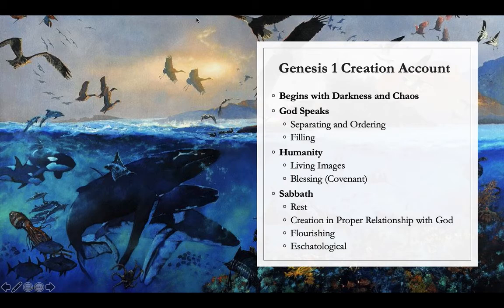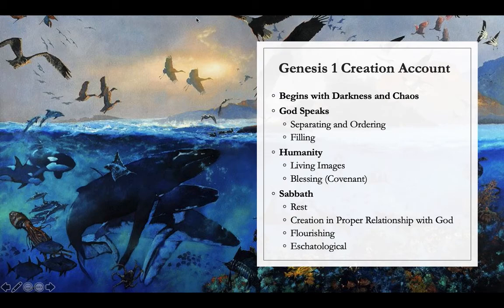So it says in verse 26, "Then God said, 'Let us make humankind in our image, according to our likeness, and let them have dominion over the fish of the sea, and over the birds of the air, and over the cattle, and over all the wild animals of the earth, and over every creeping thing that creeps upon the earth.' So God created humankind in his image. In the image of God he created them. Male and female he created them. God blessed them, and God said to them, 'Be fruitful and multiply, fill the earth and subdue it.'"